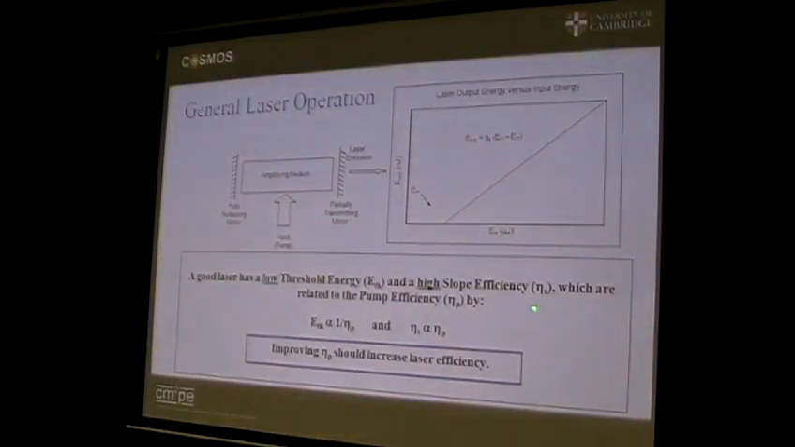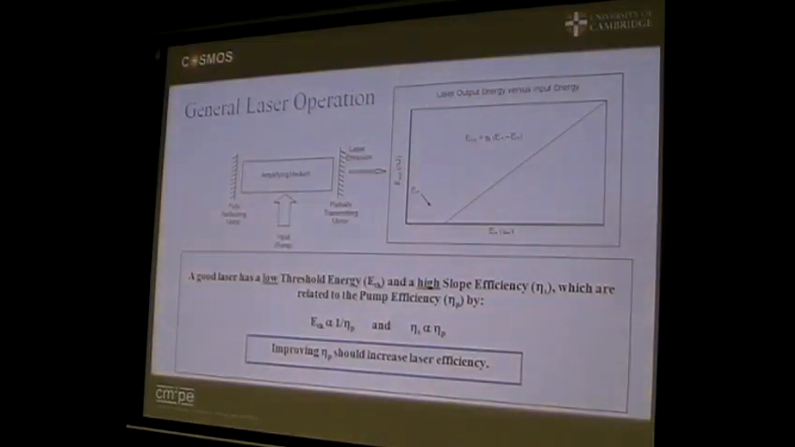And then you want a high slope efficiency. In other words, what you get out divided by what you put in. It's the slope of that line. So when I talk about efficiencies, that's what I'm talking about. When I talk about thresholds, I'm talking about that energy difference in there. For a continuous working laser, you want to make that threshold as low as possible. For an efficient system, you want that slope to be as steep as possible. And that's true of all laser systems.